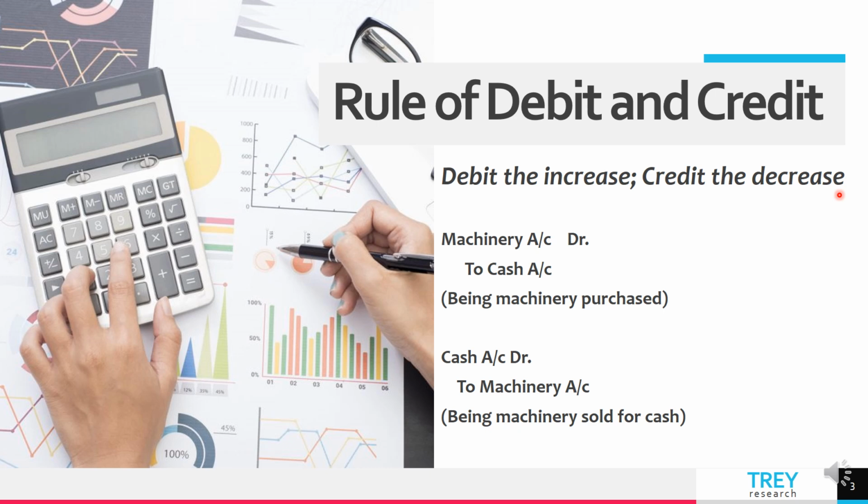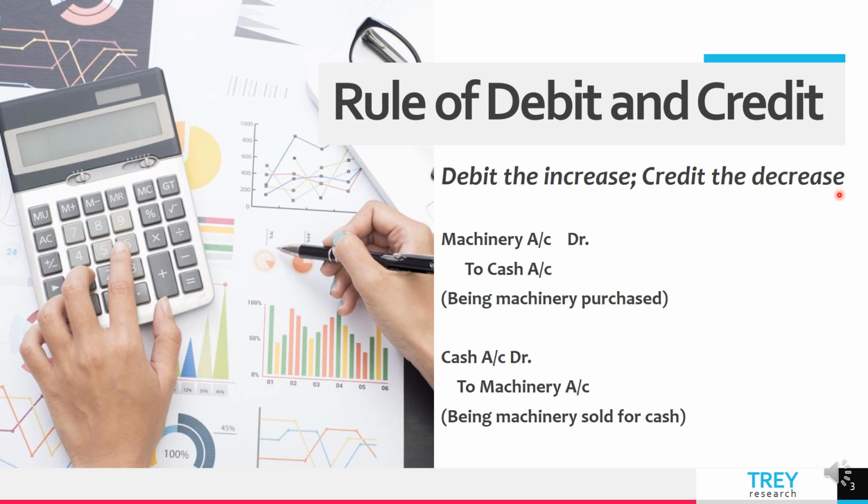Debit the increase and credit the decrease. That is, whenever an asset is increasing, we will debit that asset's account and credit the corresponding account. Whenever the asset is decreasing, we'll credit the asset's account. As you can see in this particular example, when we are purchasing machinery, machinery is coming in, cash is going out. This is a simple way of understanding it. But if we go by the rule, we are debiting the machinery account because the asset is increasing. We are crediting the cash account.